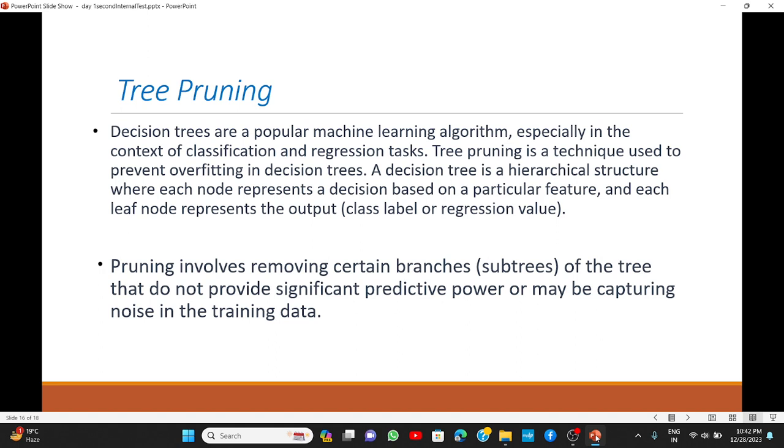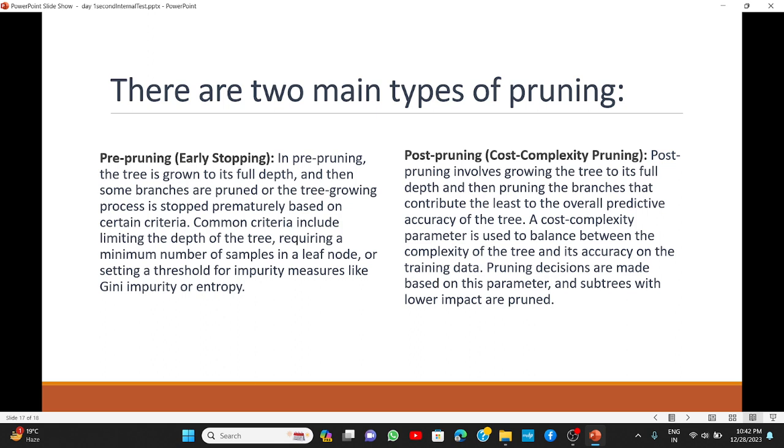A decision tree is a hierarchical structure where each node represents a decision based on a particular feature, and each leaf node represents the output class label or regression value. Pruning involves removing certain branches or subtrees that do not provide significant predictive power or may be capturing noise in the training data. There are two main types of pruning. Pre-pruning, or early stopping: the tree growing process is stopped prematurely based on certain criteria.